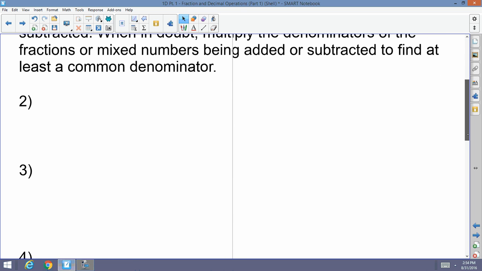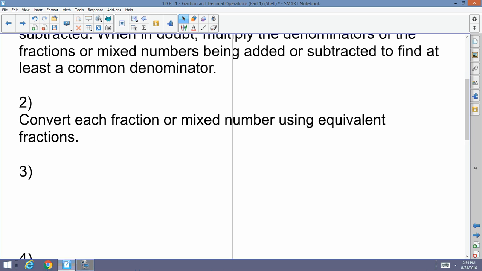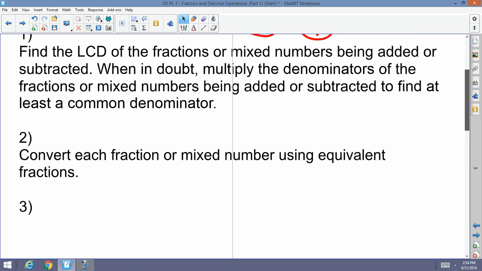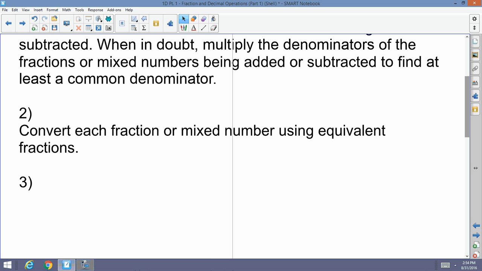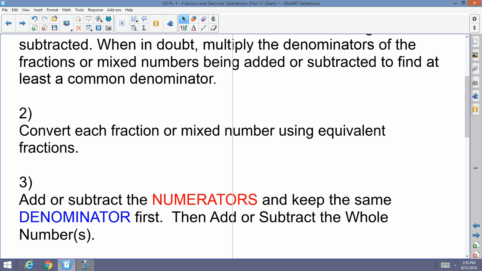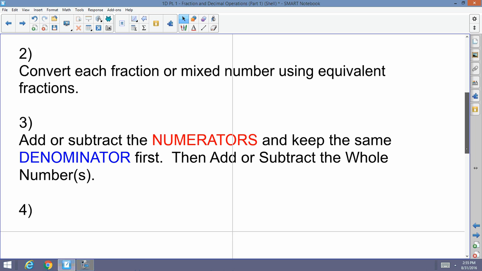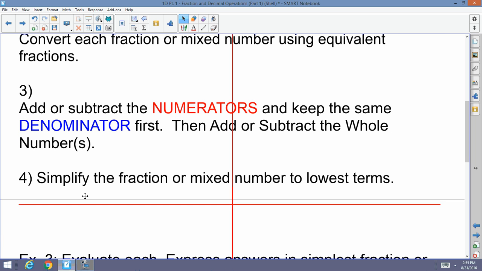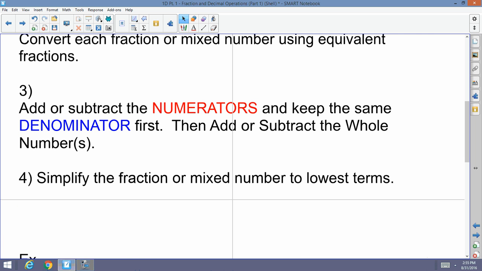Okay, so number 2. Once you have the LCD, or at least a common denominator, go ahead and convert each fraction or mixed number using equivalent fractions. And then step 3, of course, add or subtract the numerators and keep the same denominator first, then add or subtract the whole numbers, and last but not least, simplify the fraction or mixed number to lowest terms. So let's check it out.